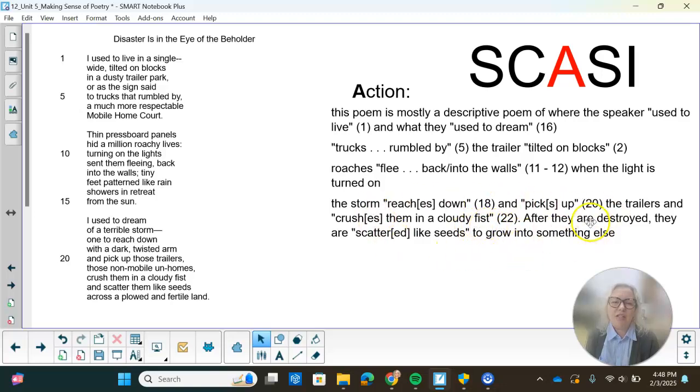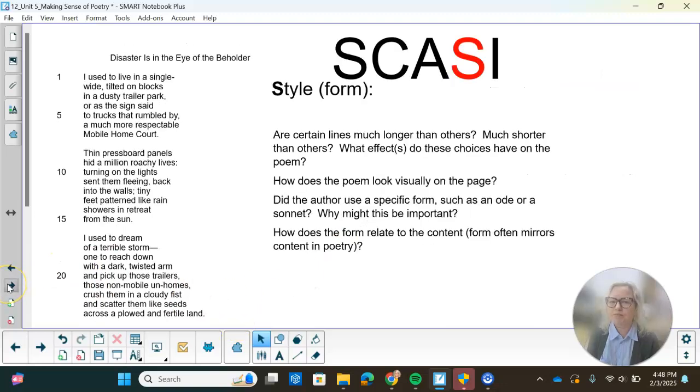Maybe the most action is in the hypothetical third stanza where the storm reaches down. The storm is personified, right? And picks up the trailers and crushes them and scatters them. All right, now we're going to move on to style.